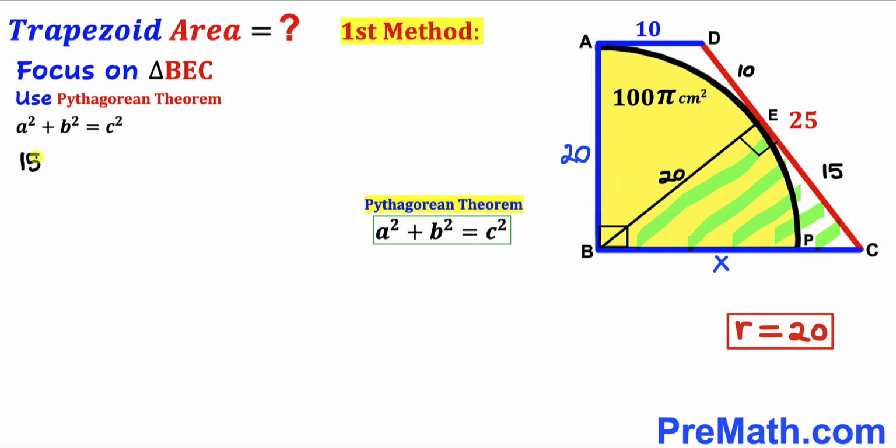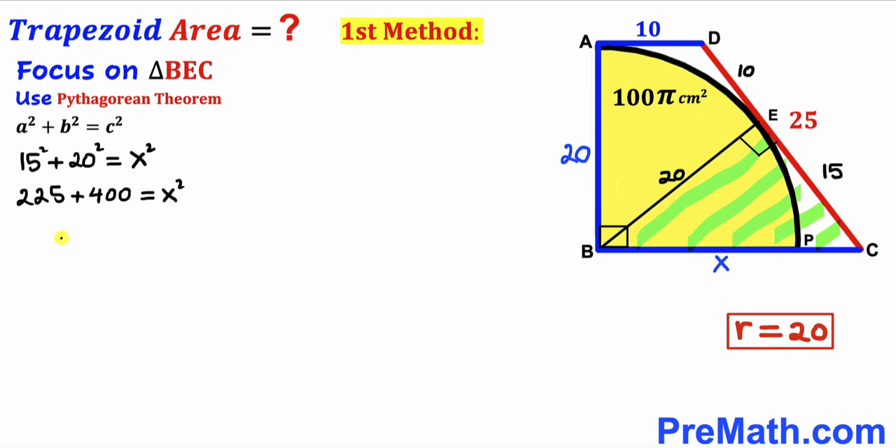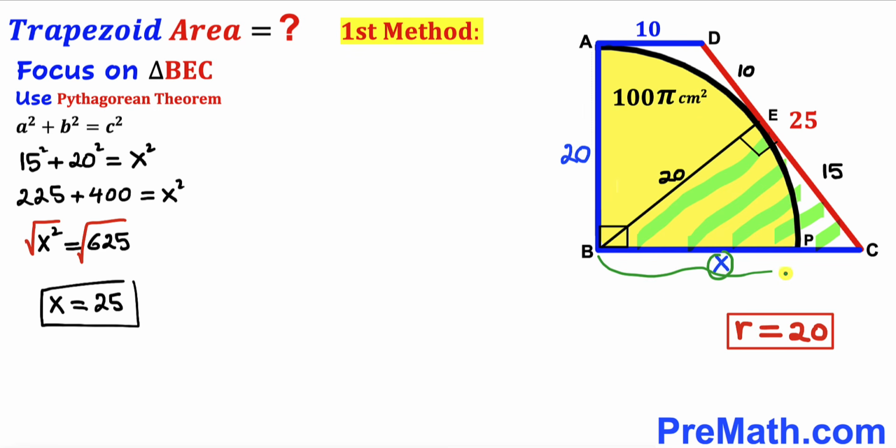So we got 15 squared plus 20 squared equals x squared. So therefore x squared is going to be equal to 625. And now I'm going to undo this square by taking the square root on both sides. So therefore our x value simply turns out to be 25 centimeters. Thus this x value, which is our BC length, turns out to be 25.